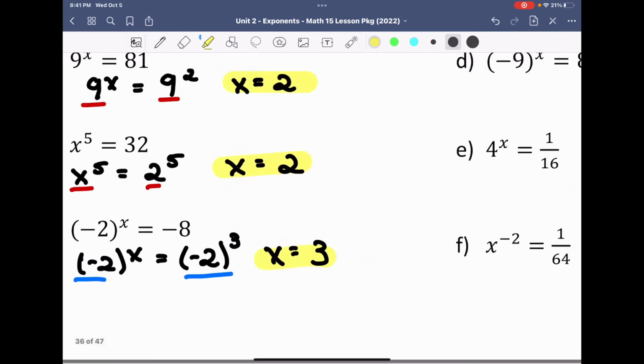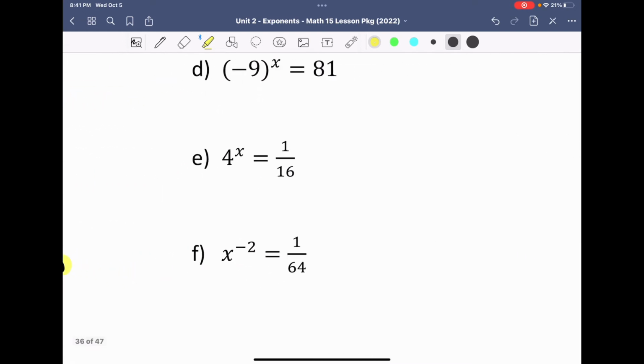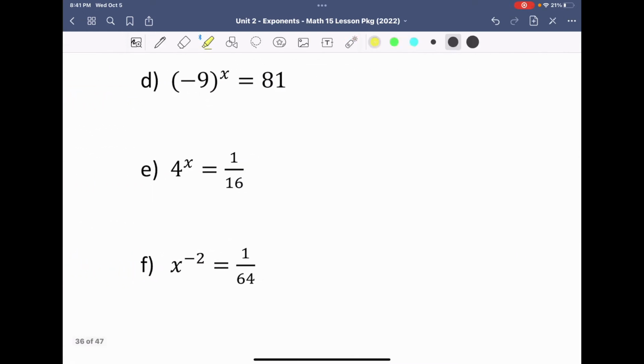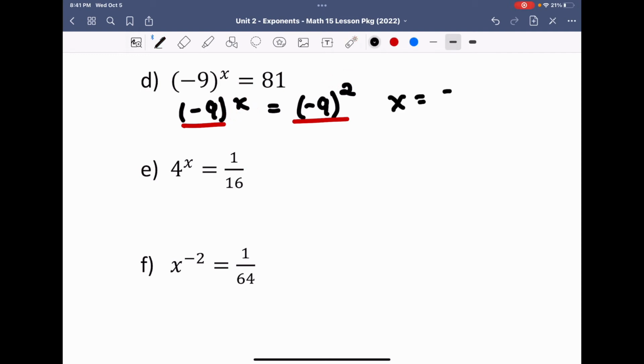Now I'm going to jump over to part D here. Part D, yet again, we're looking for an exponent that makes this true. Well, -9 raised to the x is equal to, well, we know it has to be a base of 9 or -9. What number will get us to 81? It's -9 squared. Now we see that we have this common base here. We look to the exponents in order to determine what our x was. X is equal to 2.